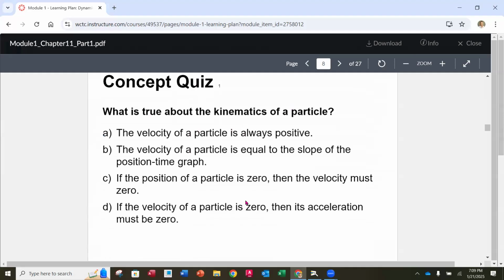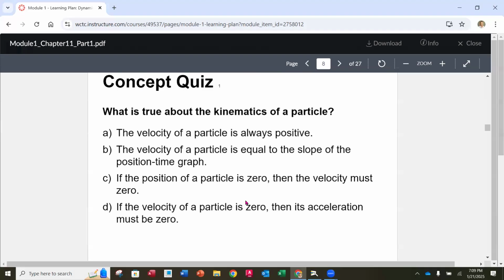So here's a little concept quiz. What is true about kinematics of a particle? A: The velocity of a particle is always positive. That is false, right? Because knowing whatever our positive direction is, we can have a negative. So that is not true. The next one, B, says the velocity of a particle is equal to the slope of the position-time graph. I see a lot of nodding heads saying yes. Okay, so let's just read the last two.